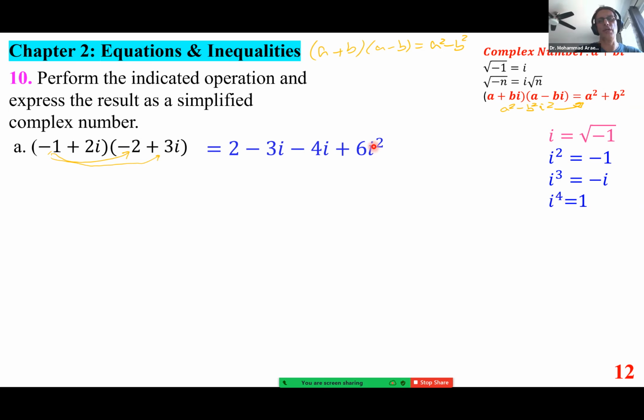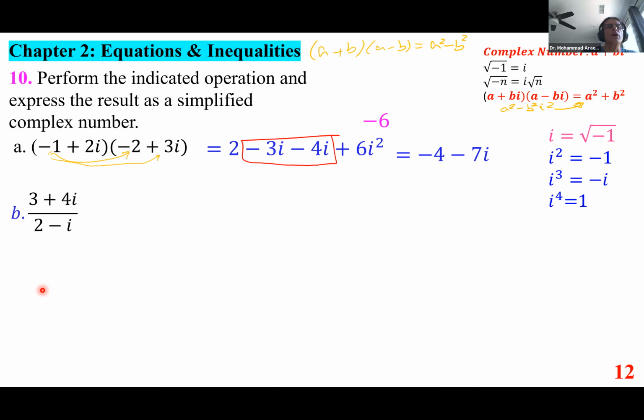So this i squared changes to -1 times plus 6 becomes -6. We add these two. And we add these two. We end up with -4 minus 7i. This is in the form of a plus bi, a complex number.